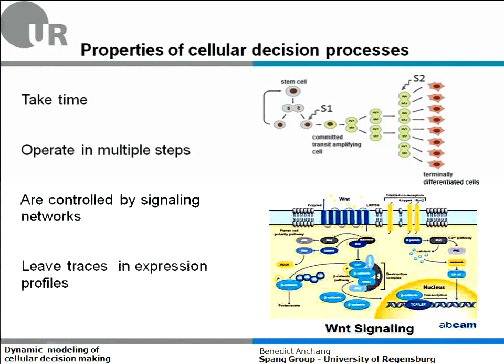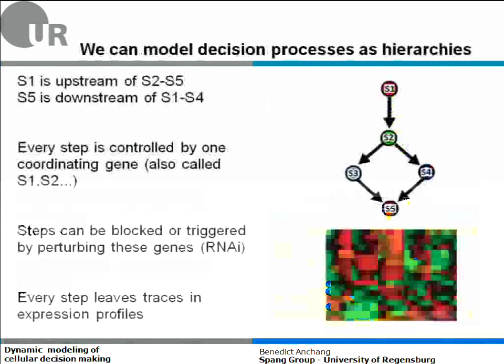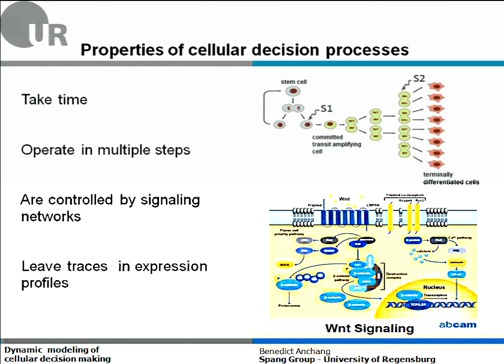Furthermore, cellular decision processes are controlled by complex signaling networks. For example, the Wnt signaling network, which plays a key role in the developmental process of tissues and organs in several multicellular organisms, has a complex mechanism occurring at the cell membrane, cytoplasm, as well as the nucleus. And once such a pathway is active, traces of gene expression can be observed downstream, corresponding to the various steps in the signaling pathway.